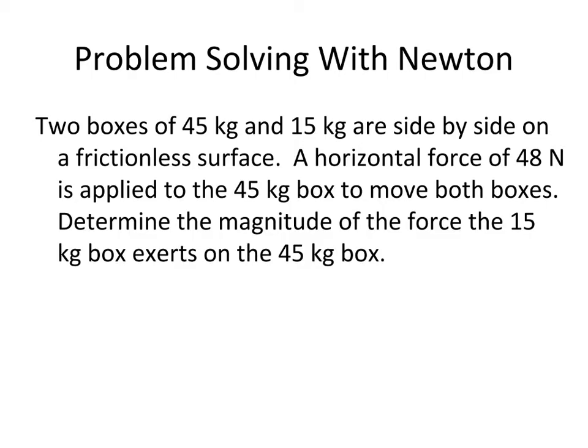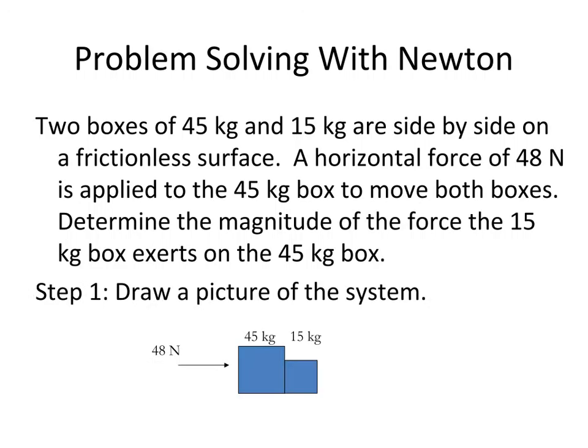Two boxes with masses of 45 kilograms and 15 kilograms are side by side on a frictionless surface. A horizontal force of 48 newtons is applied to the 45 kilogram box to move both boxes. Determine the magnitude of the force the 15 kilogram box exerts on the 45 kilogram box.